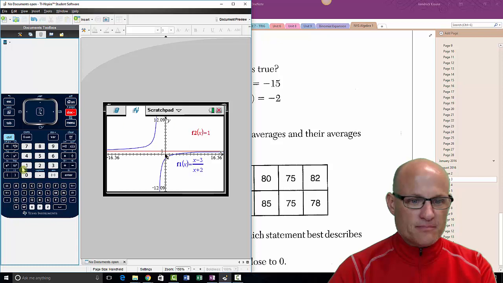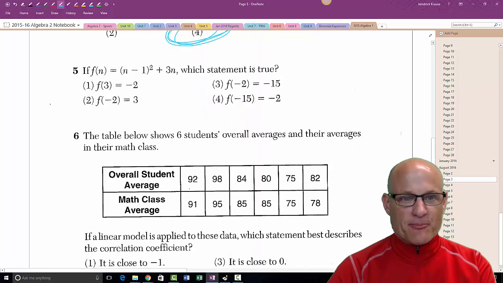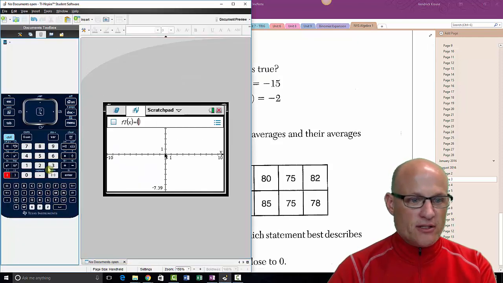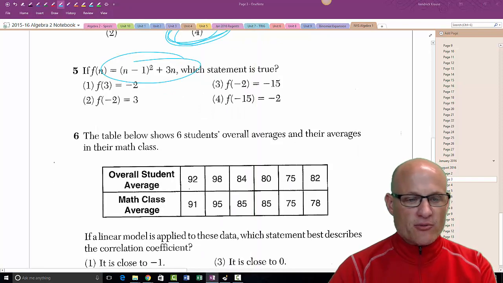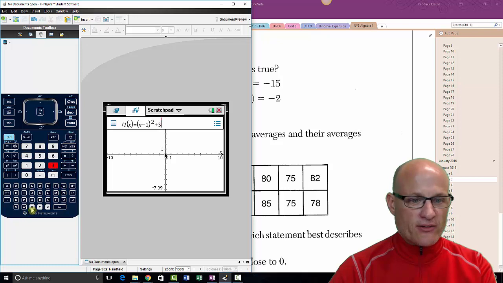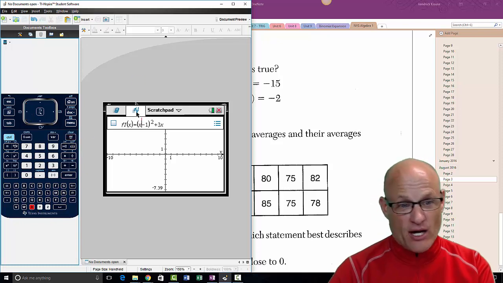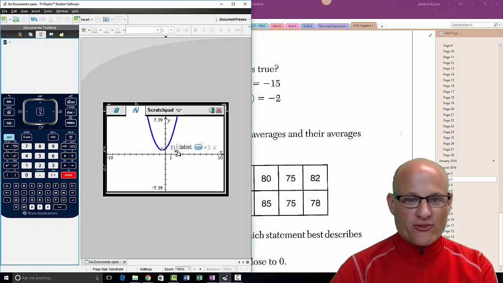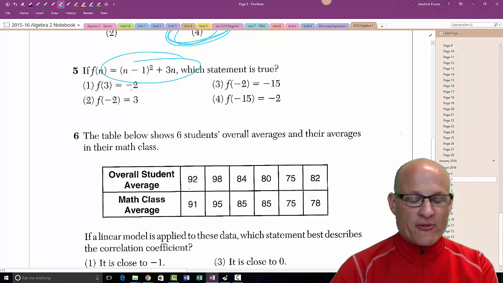Doc B. All right, so go back in here. So I'm going to type this in exactly as it appears. Parentheses, what is it? N minus 1, parentheses, was that squared? Squared, plus 3n. Plus 3x. Now, you shouldn't be using n. You should be using x. I apologize. I should have used x the whole time. It really doesn't matter what letter you use. The calculator likes x and y. So we'll use x both times. It's a parabola.